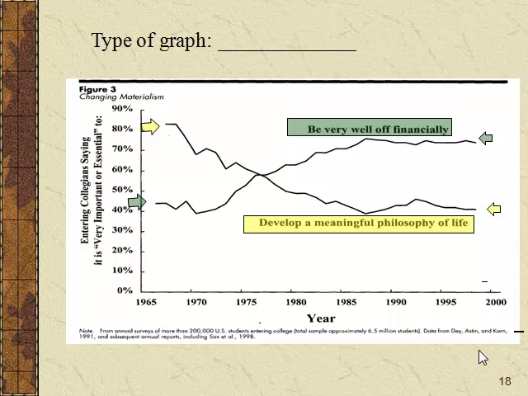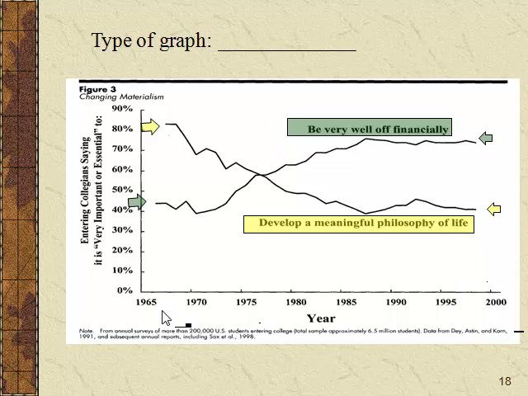So you can read this in at least one of two ways. One being that over time college students have become more concerned about finances relative to a meaningful philosophy of life. That might be read as students becoming more materialistic, or our culture becoming more materialistic.